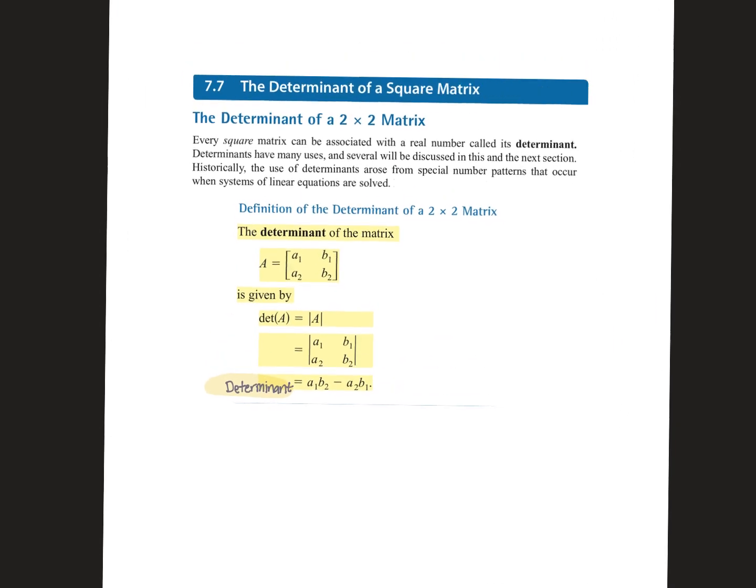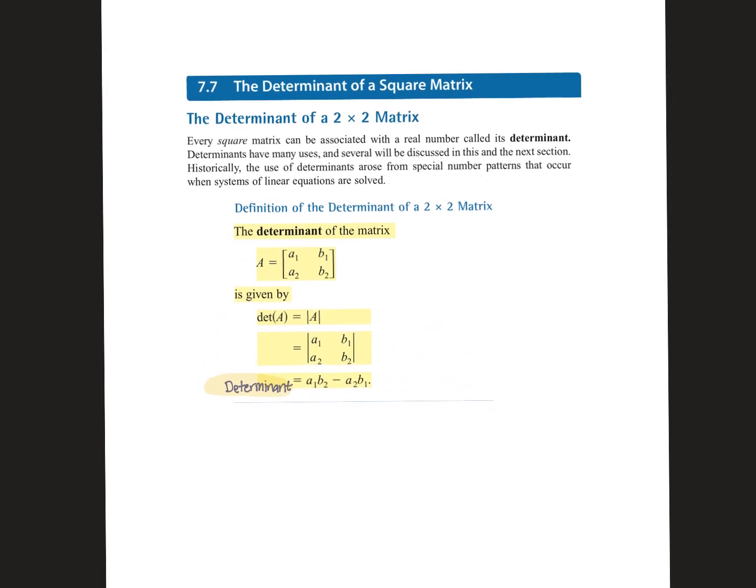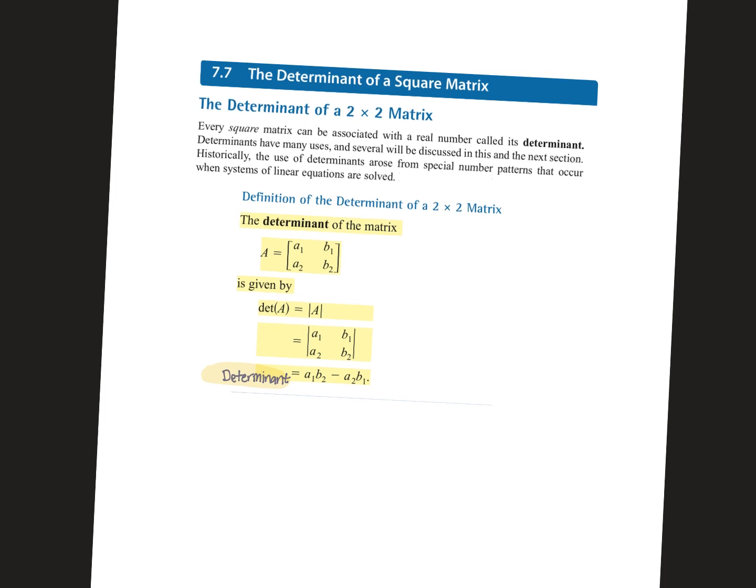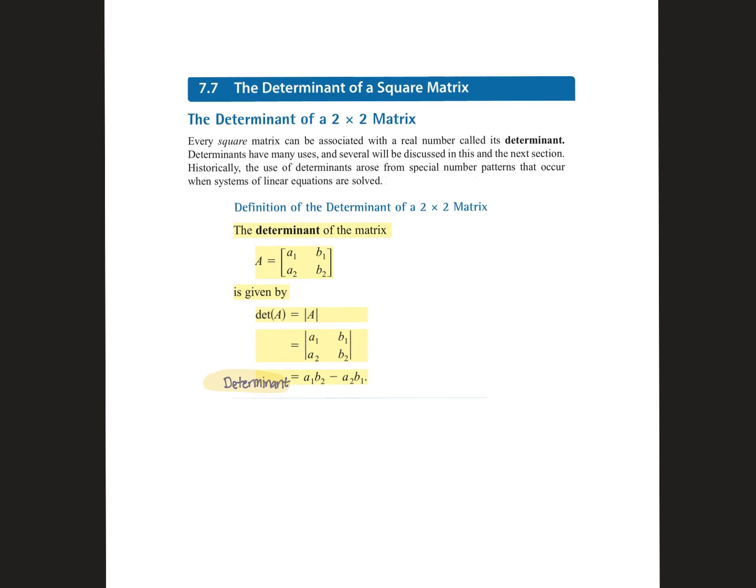Okay, we're going to do 7.7, guys, ahead of 7.6, just because I think in my mind it makes a little more sense. We are going to find something called the determinant. And after today, we're going to use the determinant to find the inverse, which you'll see tomorrow. And then on Monday, you'll see how we use the determinant in Cramer's rule.